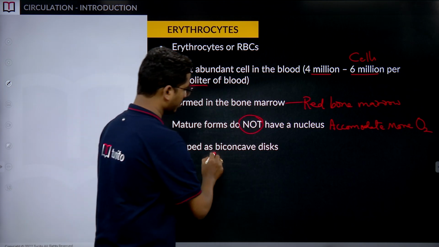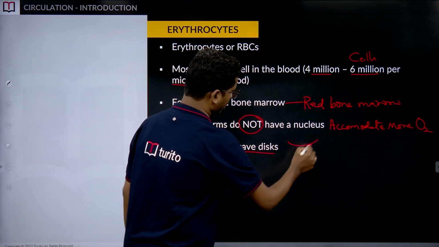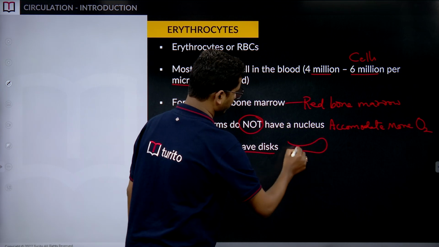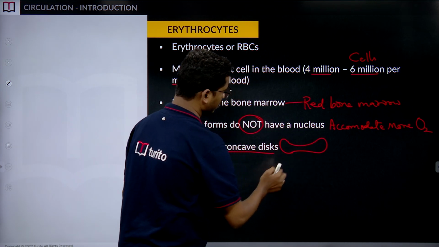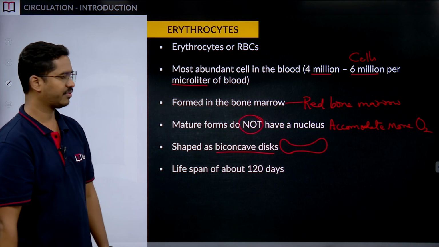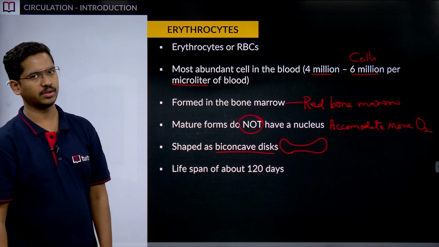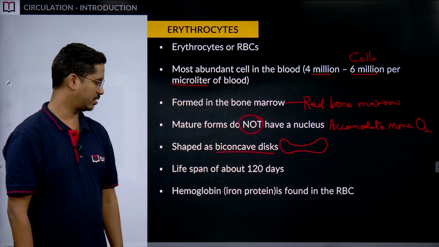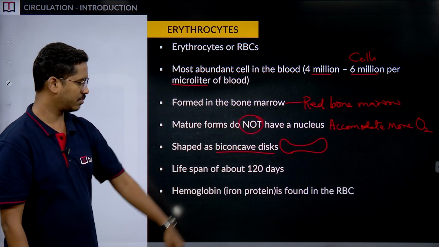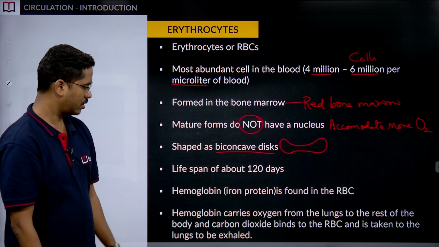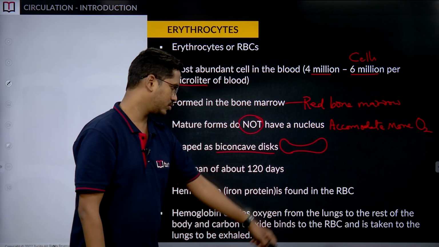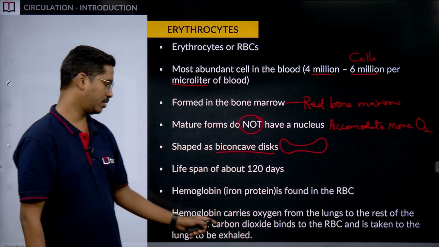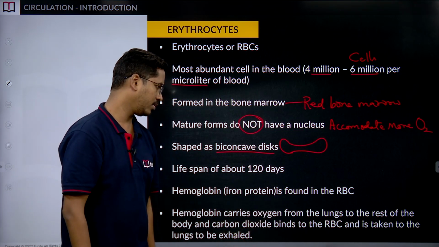And you know the shape, that is biconcave discs. Like I mentioned, it appears to have a shape like this, biconcave. The lifespan is about 120 days, and you know the spleen and the liver are the graveyard of the blood cells. Hemoglobin, like I mentioned, is an iron protein present over there. Hemoglobin carries oxygen from the lungs to the rest of the body, and carbon dioxide binds to the RBC and is taken to be exhaled.